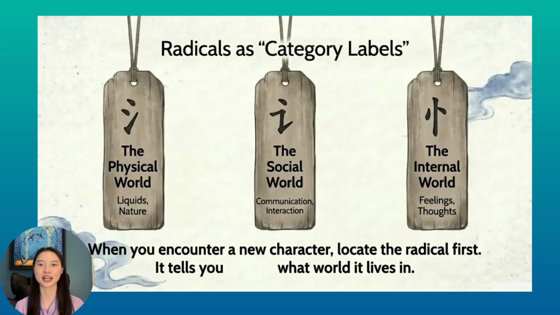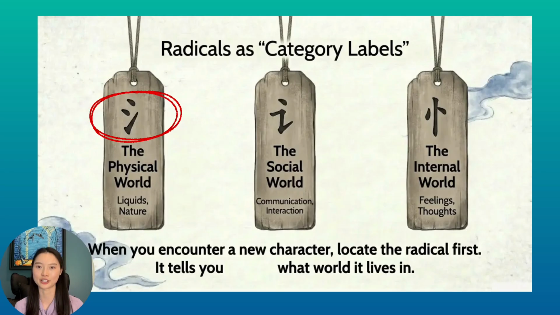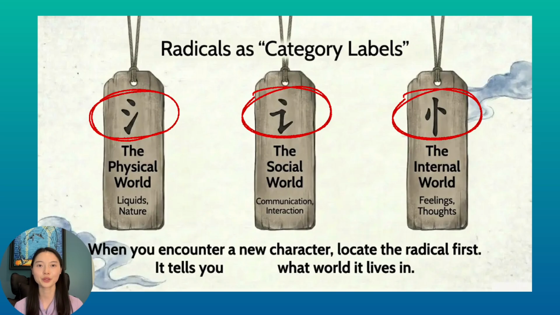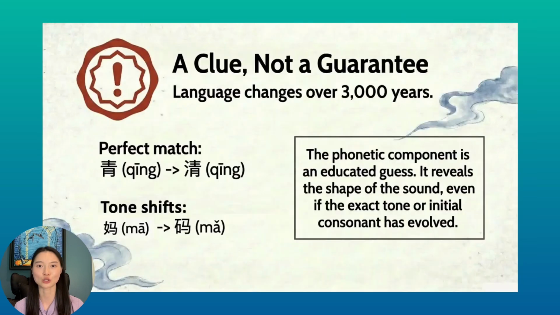Here is the key insight of this episode. The meaning component is a category label. It tells you what world a character lives in. The physical world of water and nature, the social world of speech, the internal world of feelings. When you meet an unfamiliar character, look for the meaning component first. It won't tell you the exact meaning, but it instantly narrows down the possibilities. That's the superpower. Before we practice, one honest warning: the sound components give you a clue, not a guarantee.